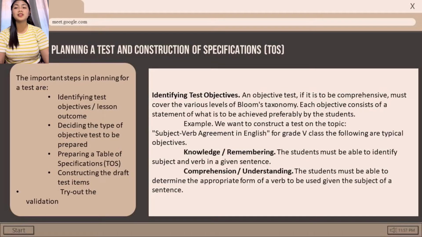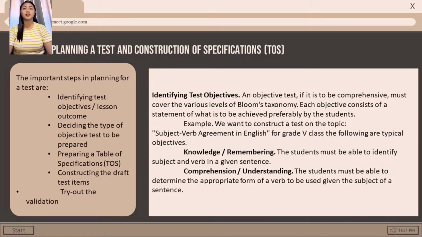Identifying the test objectives. An objective test is comprehensive if it covers the various levels of Bloom's taxonomy. Each objective consists of a statement of what is to be achieved by the students. Example, we can construct a test on the topic, subject-verb agreement in English. For a grade 5 class, the following are the areas of objectives.